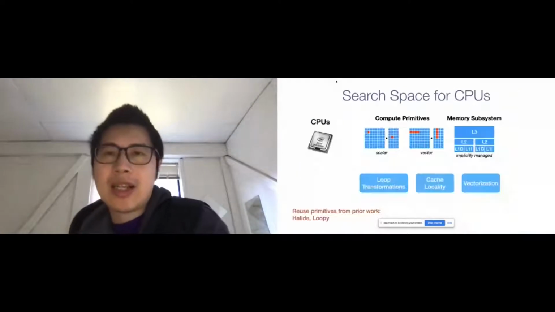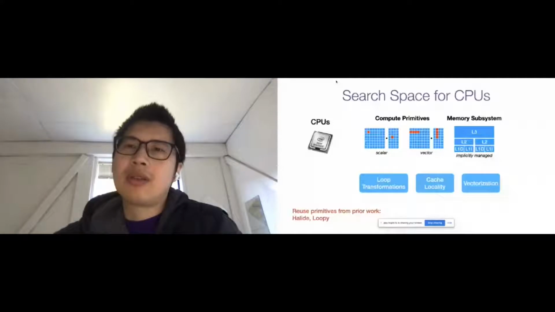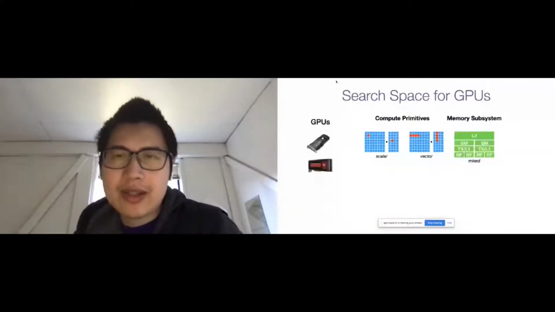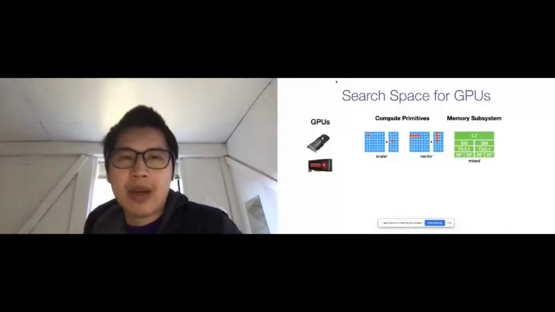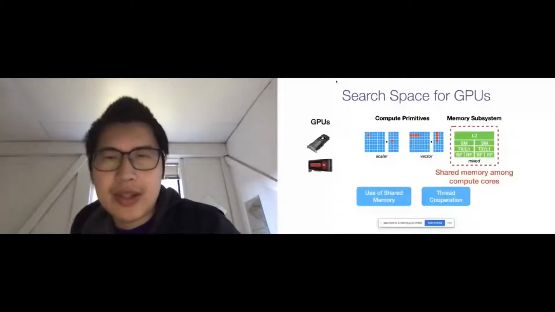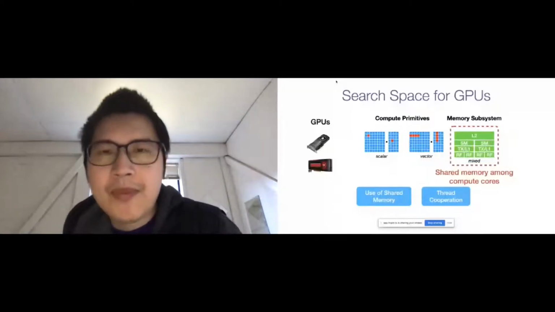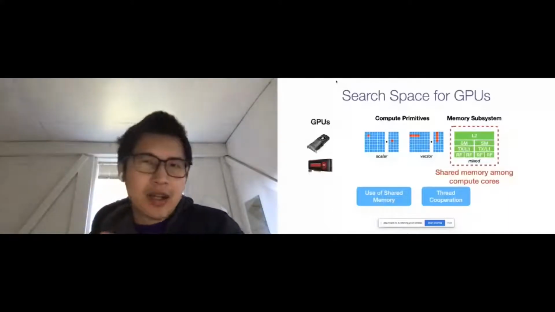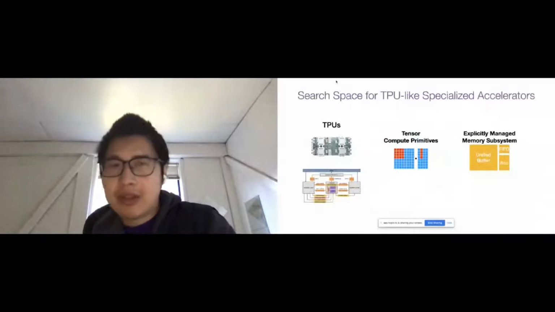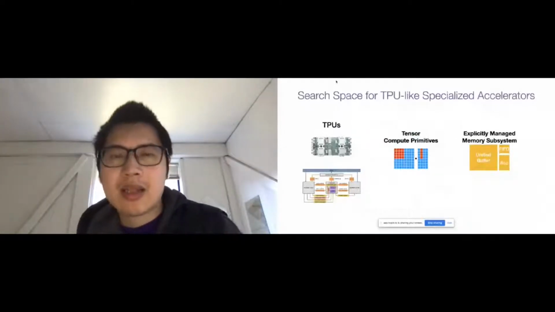Things become more interesting as we start to look at other kinds of hardware like GPUs or emerging new accelerators. For GPUs, one of the important things we want to be able to do is make use of the shared memory and do thread cooperation effectively, across the GPU threads, to fetch data onto the GPU shared memory. Things become most interesting when you start to think about TPU-like accelerators. These accelerators are special both in terms of their compute primitives and the memory subsystem they expose.